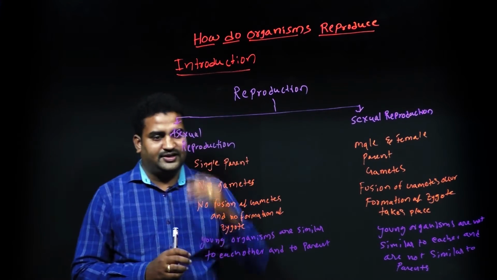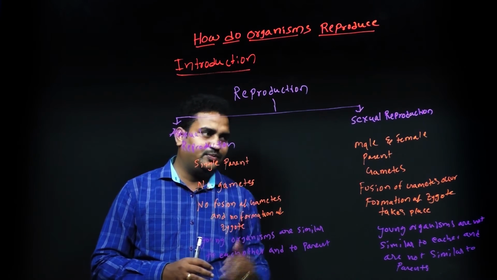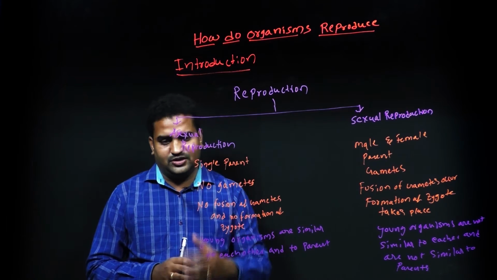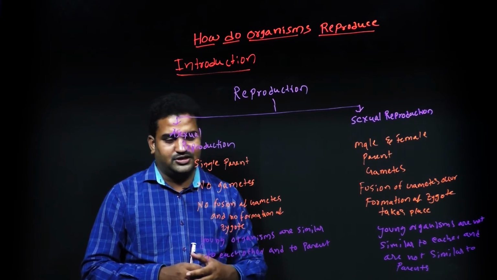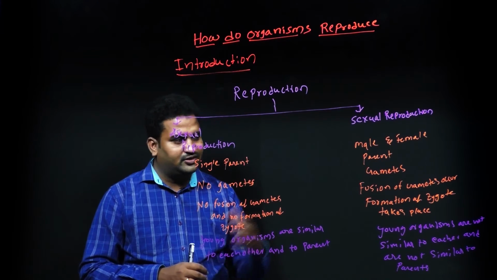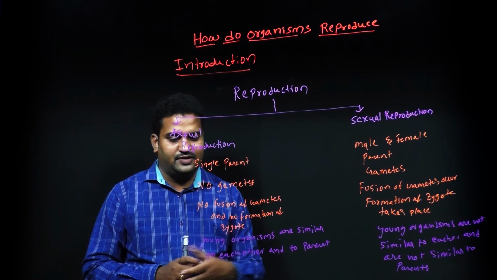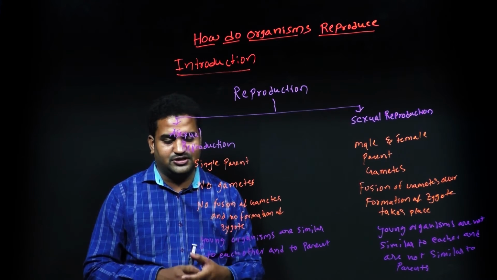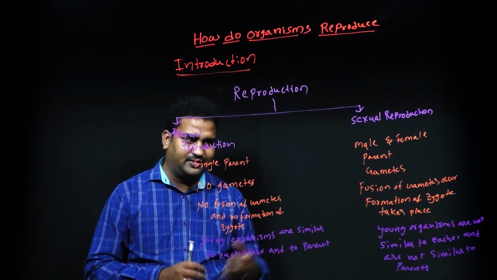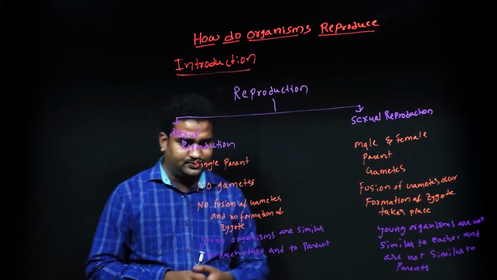So, in asexual reproduction, a single parent is involved. In sexual reproduction, male and female parents are involved. In asexual reproduction, there is no formation of gametes, but in sexual reproduction, there is formation of male and female gametes. In asexual reproduction, there is no fusion of gametes and no formation of zygote. But in sexual reproduction, gametes are formed, they fuse, and they produce the zygote.